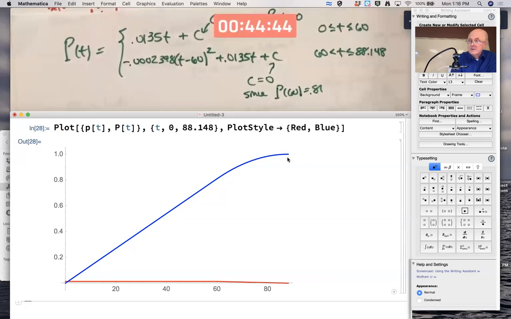The derivative of the blue is the red. The integral of the red is the blue. The values of the blue are telling you areas under the red. And the blue's got to go up to 1, 100% of the data.